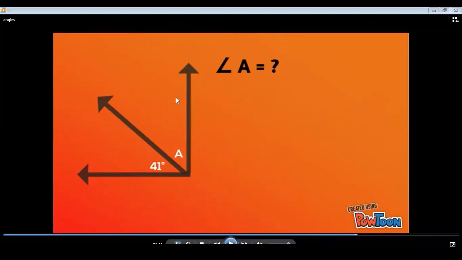Here is a complementary angle because the two make a sum of 90 degrees. In this one, we know that an angle is missing, that is angle A. But another angle we know, that is 41 degrees. So angle A is missing, but angle B we know is 41 degrees.